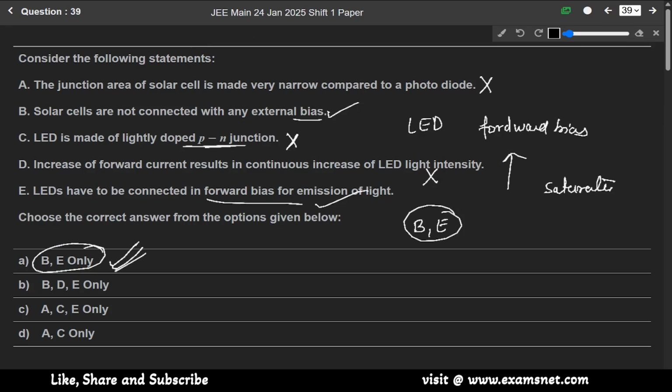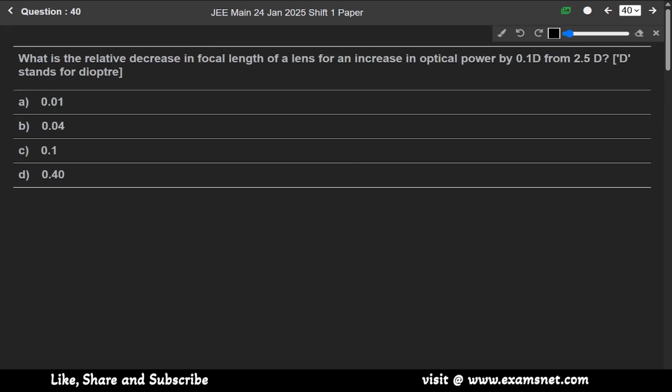Okay. Now question 40. What is the relative decrease in focal length of a lens for an increase in optical power from this to this? We know that the formula of power P equals 1 over F. So for the first case, P1 will be equal to 1 over F1.